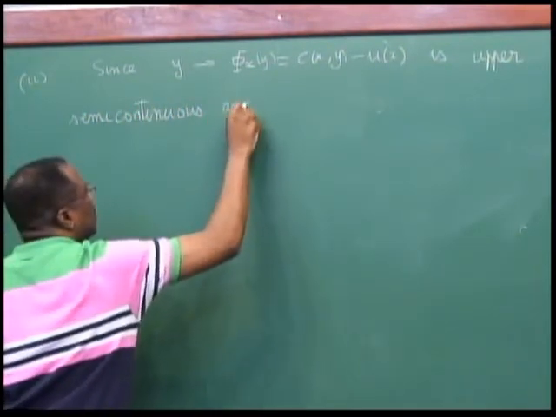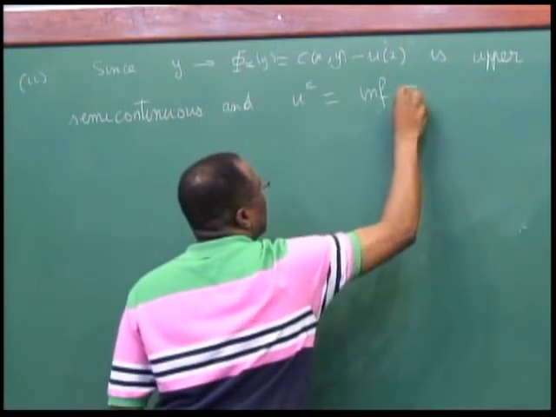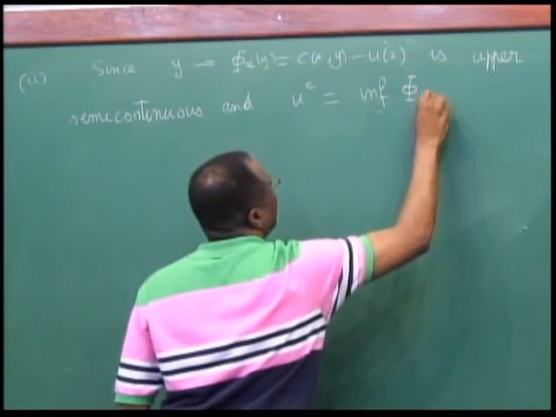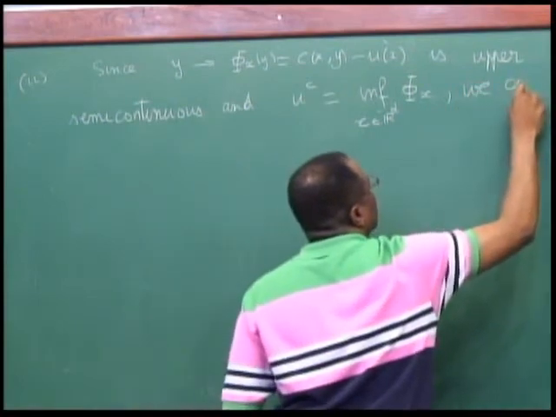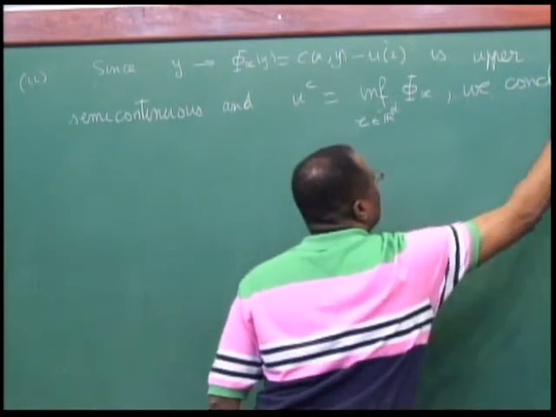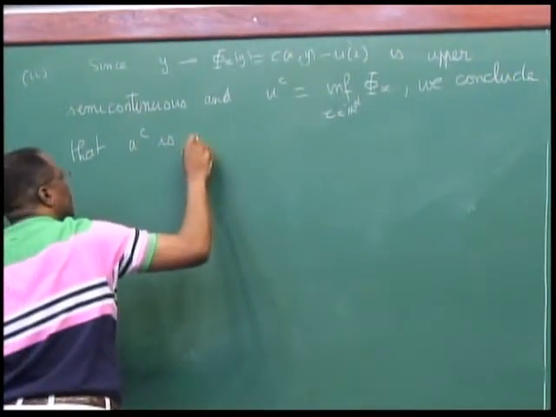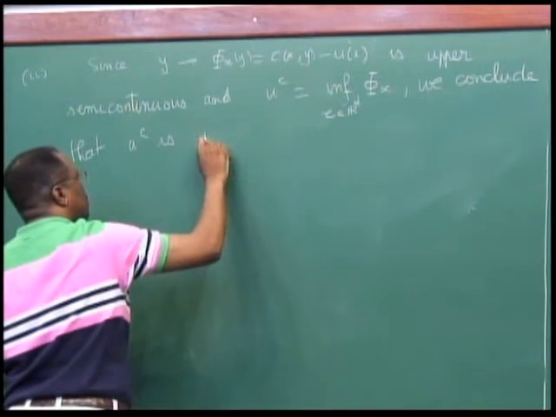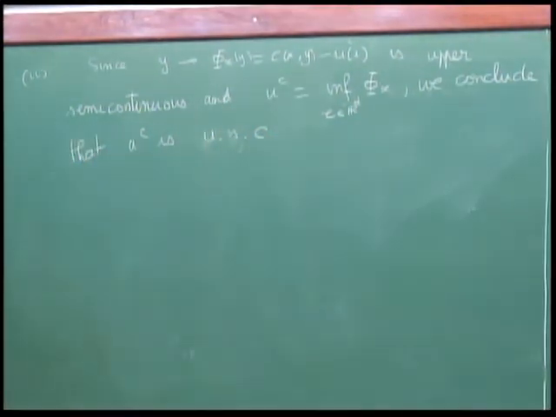And u^c is the infimum of psi_x, x in R^d. We conclude that u^c is upper semi-continuous. Let me write it this way, upper semi-continuous. Question? You have a question? No.